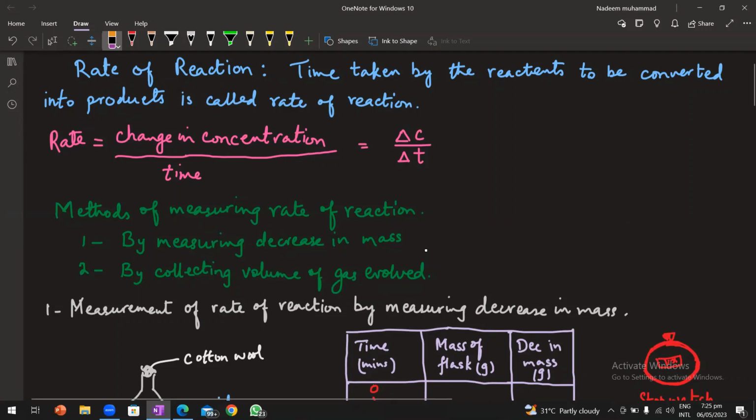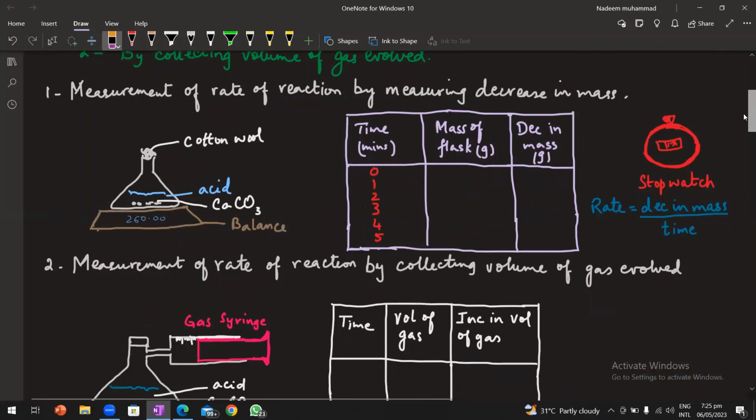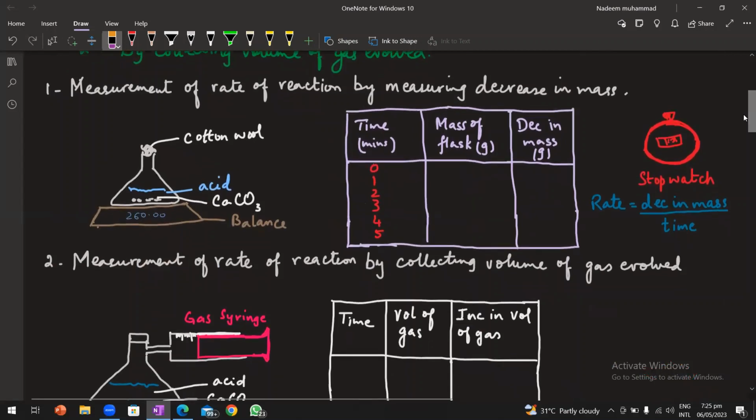There are 2 methods by which rate of reaction can be measured. First is by measuring the decrease in mass, which is also asked in the question. And the second one is by collecting the volume of the gas evolved. Now for the measurement of rate of reaction by measuring the decrease in mass, as you can see in the diagram, there is a conical flask, and in the conical flask, both the reactants, the acid and calcium carbonate, are taken.